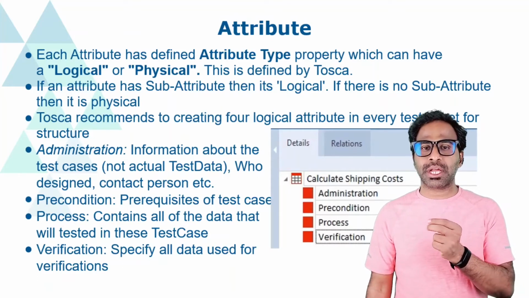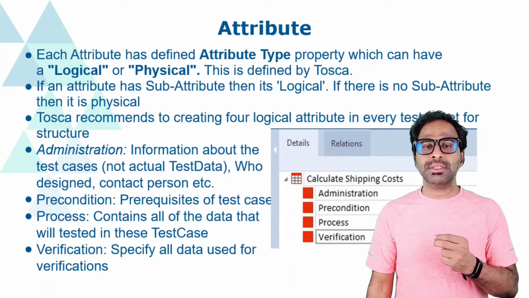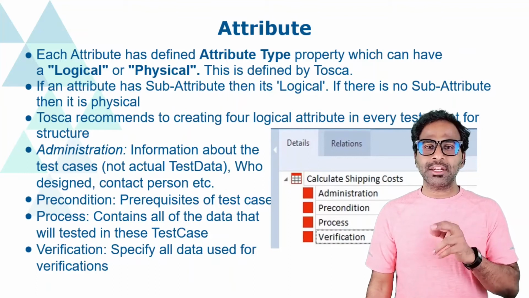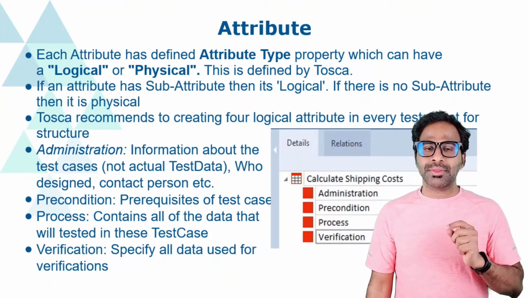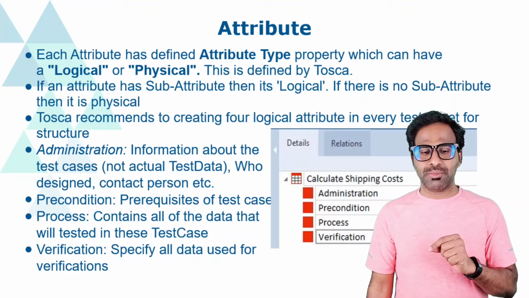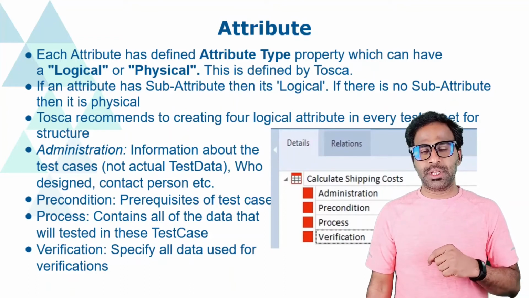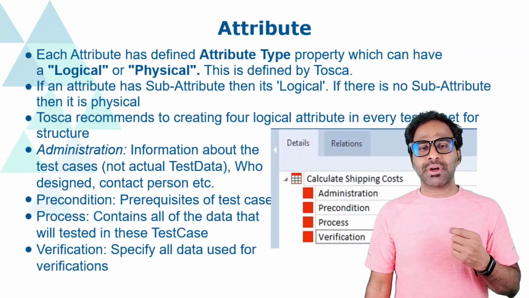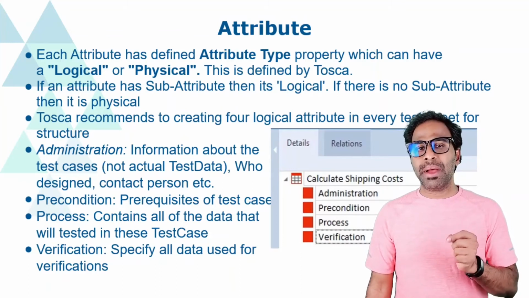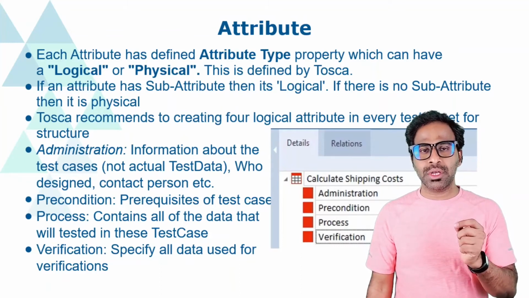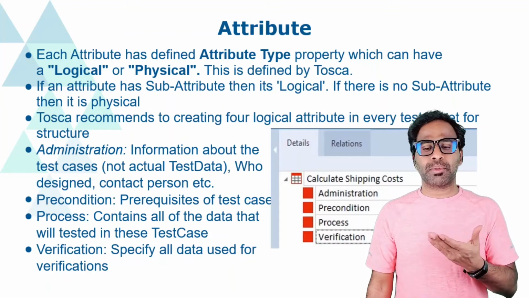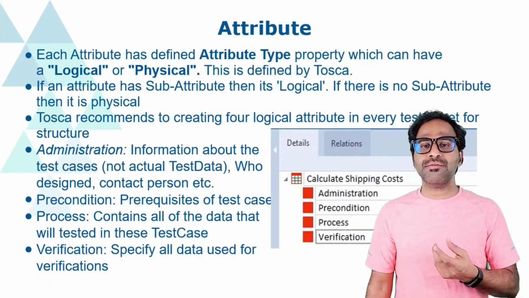The first attribute type is logical and the second one is physical. These are not defined by the user, but are all defined by Tosca. If an attribute has a sub attribute, then it is called a logical attribute. If there is no sub attribute, then it is a physical attribute. That means if you are creating an attribute and it has a sub attribute, then the property of that attribute is given as a logical attribute. If an attribute does not have any sub attribute, then Tosca defines it as a physical attribute.